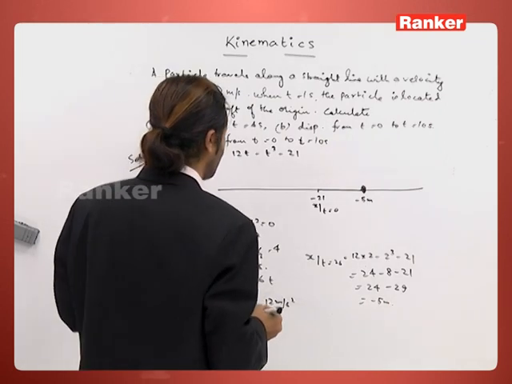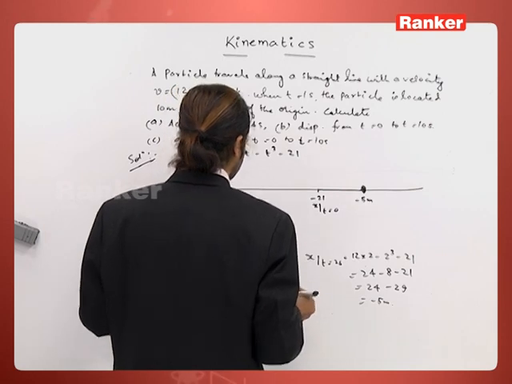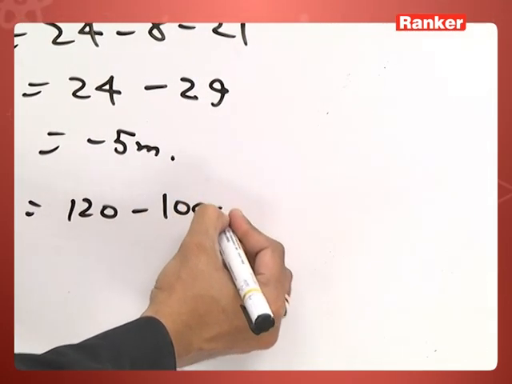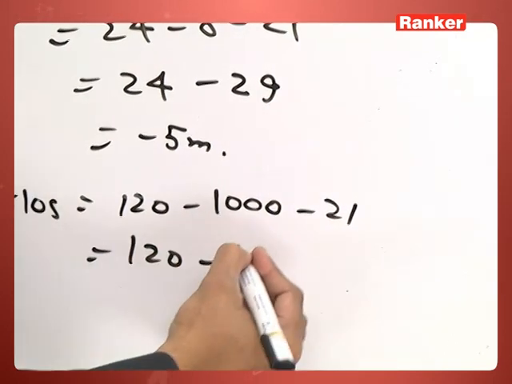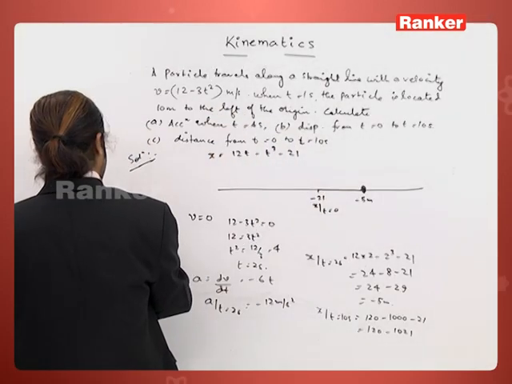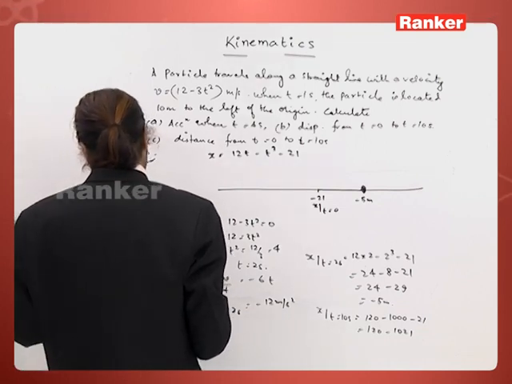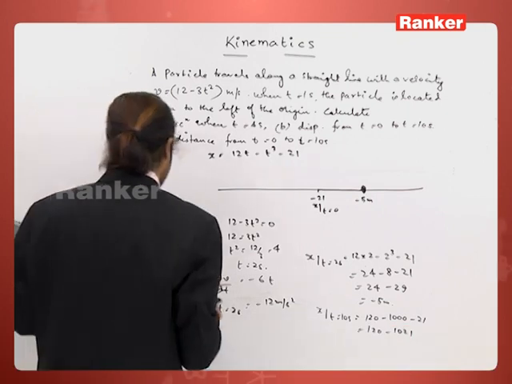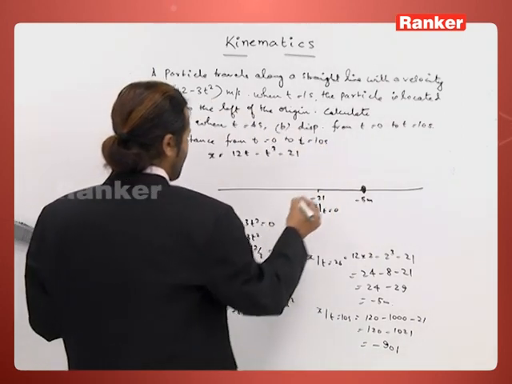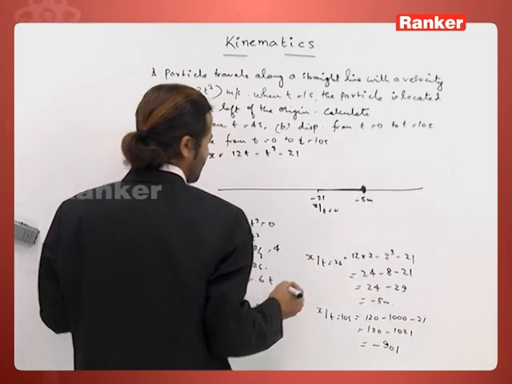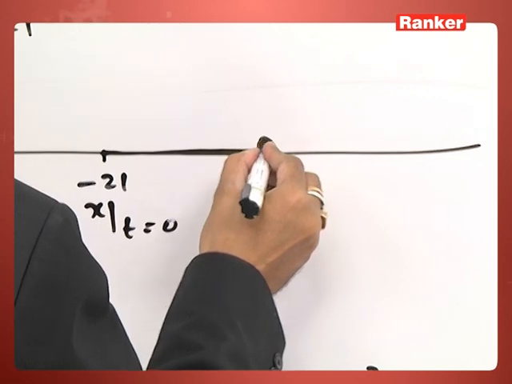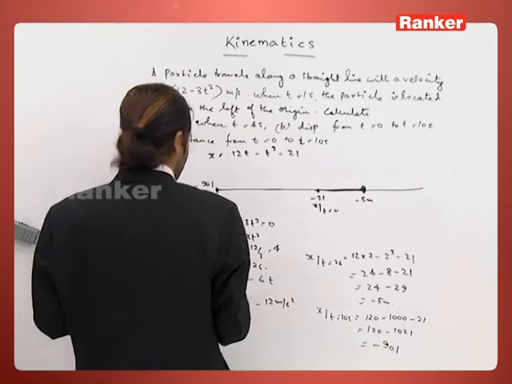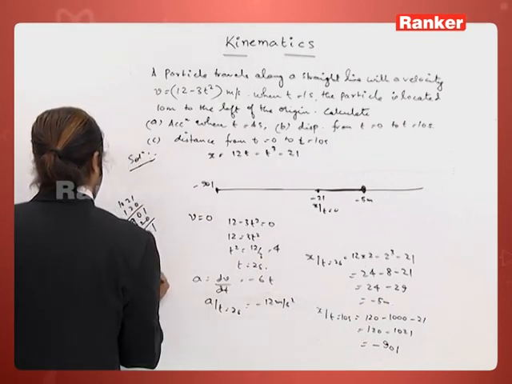Okay. Now at t is equal to 10 seconds, 120 minus 1000 minus 21. So 120 minus 1021, which is minus 901. Correct, 901. That means it is traveling this way: from minus 21 to minus 5, so 21 minus 5 is 16. Again it is traveling 16. Now from here to here in 10 seconds it is traveling to minus 901, so 901 minus 21 is 880.